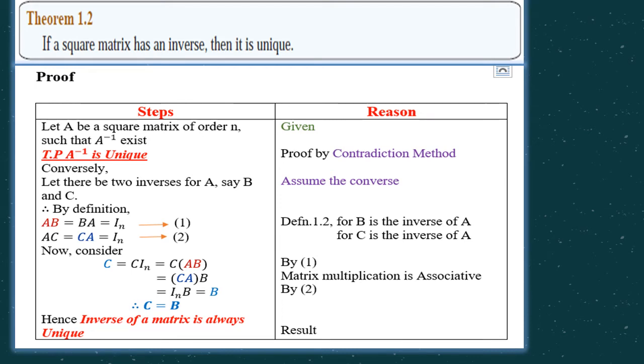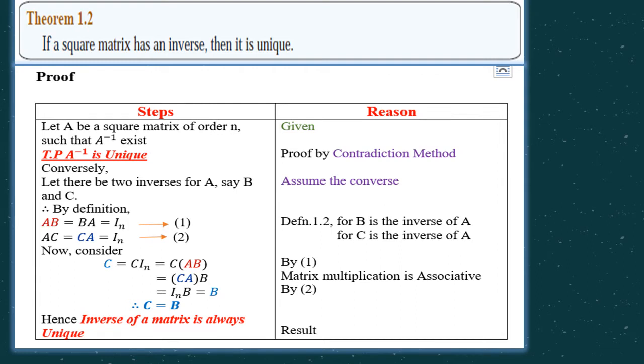Okay. So conversely, let there be two inverses for A, say capital B and C. So you know the definition for inverse of any matrix. Suppose B is the inverse of A, then we write AB equal to BA equal to I_n, the identity matrix of order n. And C is the inverse of A means we write AC equal to CA equal to I_n. Keep these as equation 1 and 2.